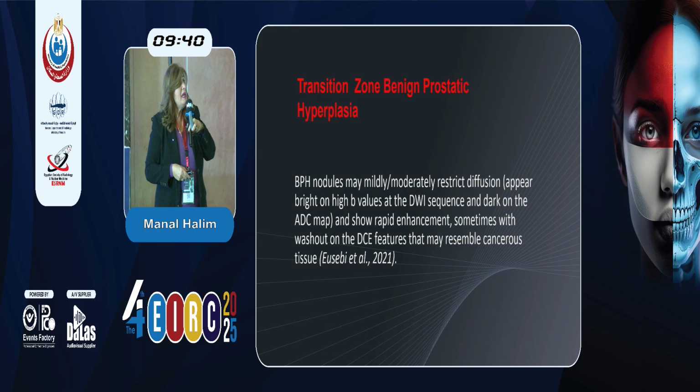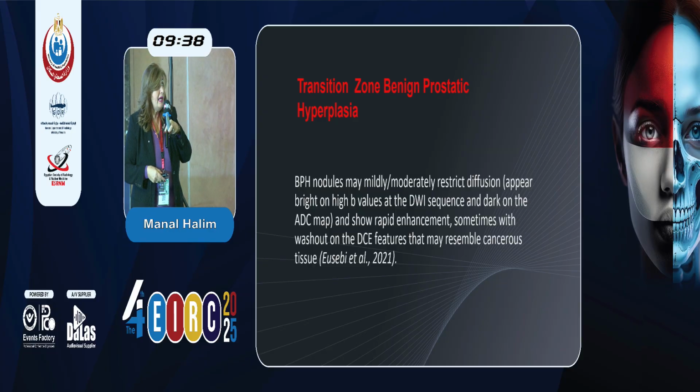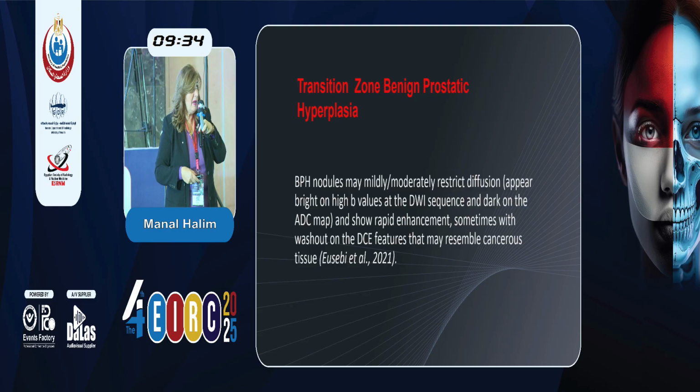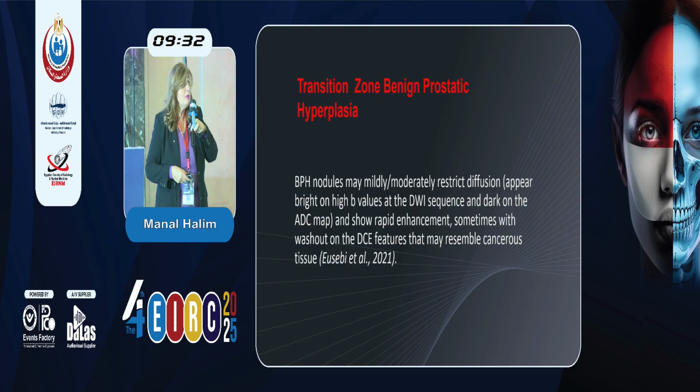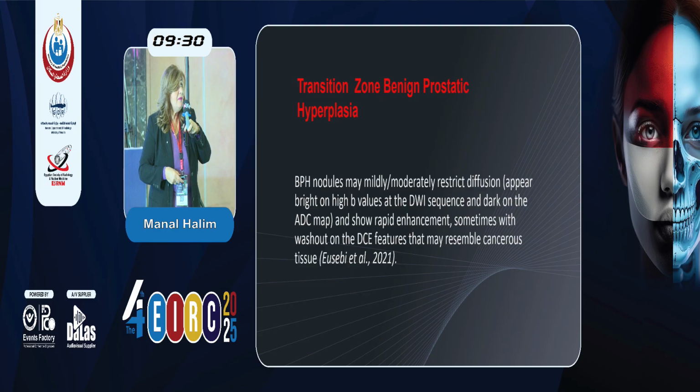A BPH nodule may mildly or moderately restrict diffusion and appear bright in high b values and dark in the ADC map, and show rapid enhancement on the DCE, features that may resemble cancerous tissue.